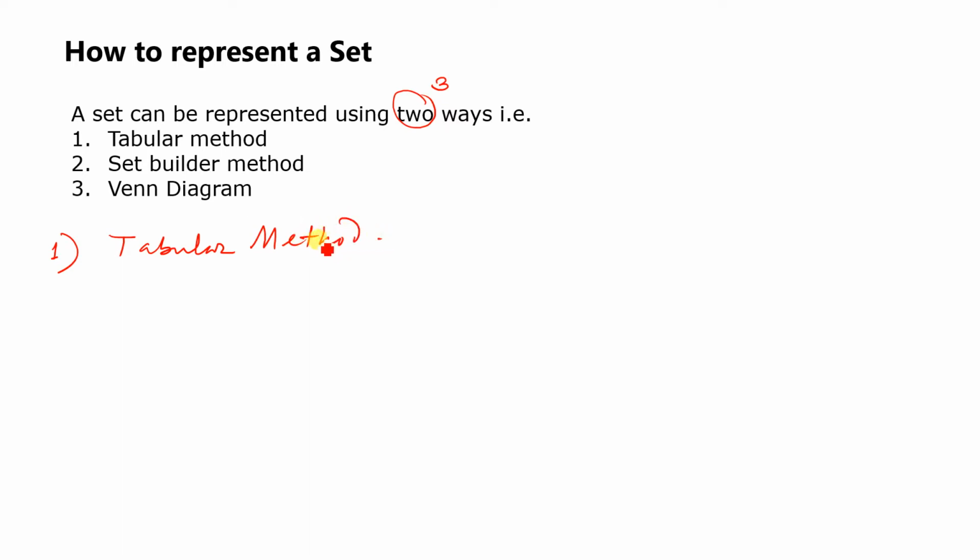In this method, all the elements are written within curly braces. Remember, the name of a set is represented by a capital letter in the English alphabet. Let's suppose I write V is a set, and it is the set of all the vowels of the English alphabet. So this will be {A, E, I, O, U}. This is the tabular method.